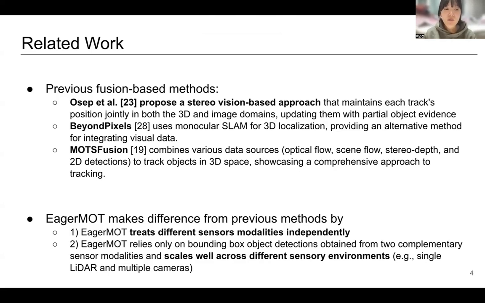The paper we are focusing on is Eagle Mode. Eagle Mode makes a difference from previous methods. Firstly, Eagle Mode treats different sensor modalities independently. Second, Eagle Mode relies only on bounding box object detections obtained from two complementary sensor modalities and scales well across different sensory environments, that is, a single LiDAR and multiple cameras.